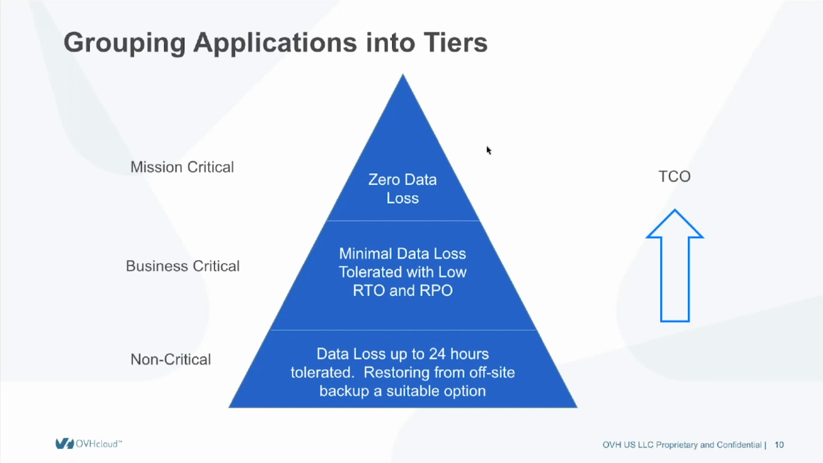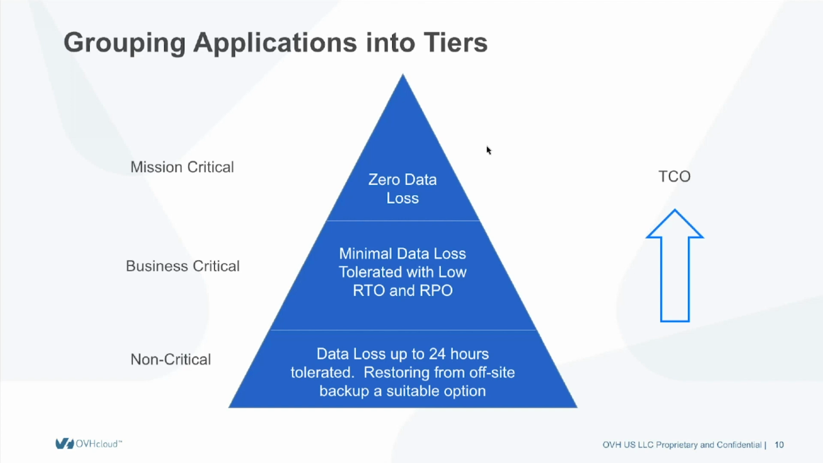In terms of grouping the applications into tiers, let's explore it just a little bit more, beginning from the bottom up. With non-critical workloads, we define these as workloads where the data loss can be tolerated up to 24 hours. And typically, we are restoring from an offsite backup, and this is fully suitable. There's a very large portion of the market out there today that is still working across the board with this as their number one solution. They're backing up to one or more devices locally, and maybe that device is snapping a copy to another office location, and that's it.